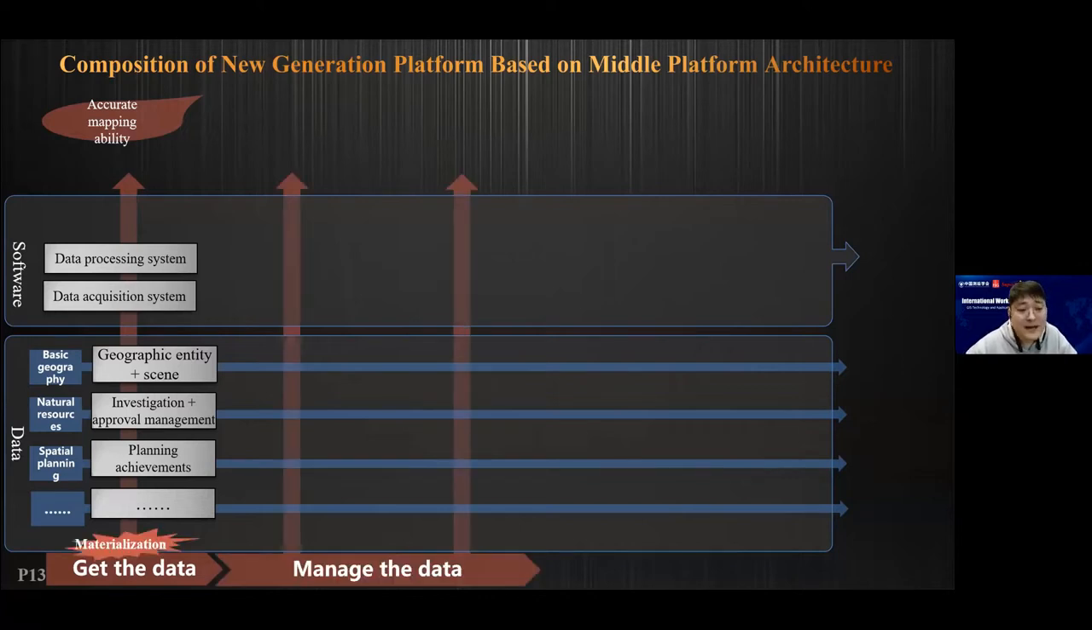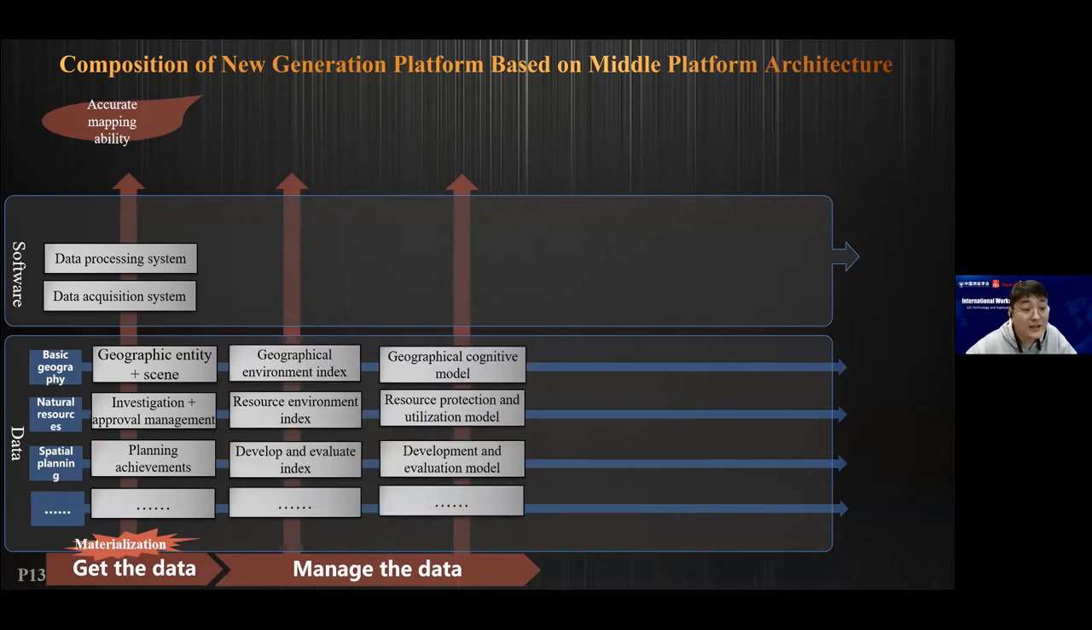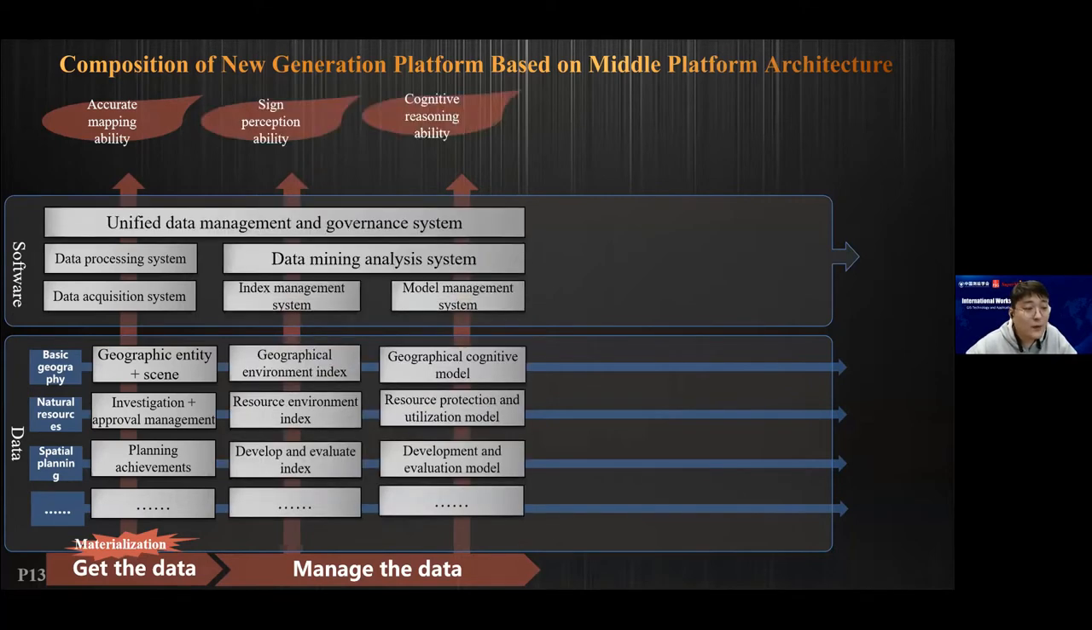And the second problem is how to manage the data. Based on it, we need to establish the different index management system and model management system. So it raises two new abilities of the middle platform, which are the sense perception ability and the cognitive reasoning ability.